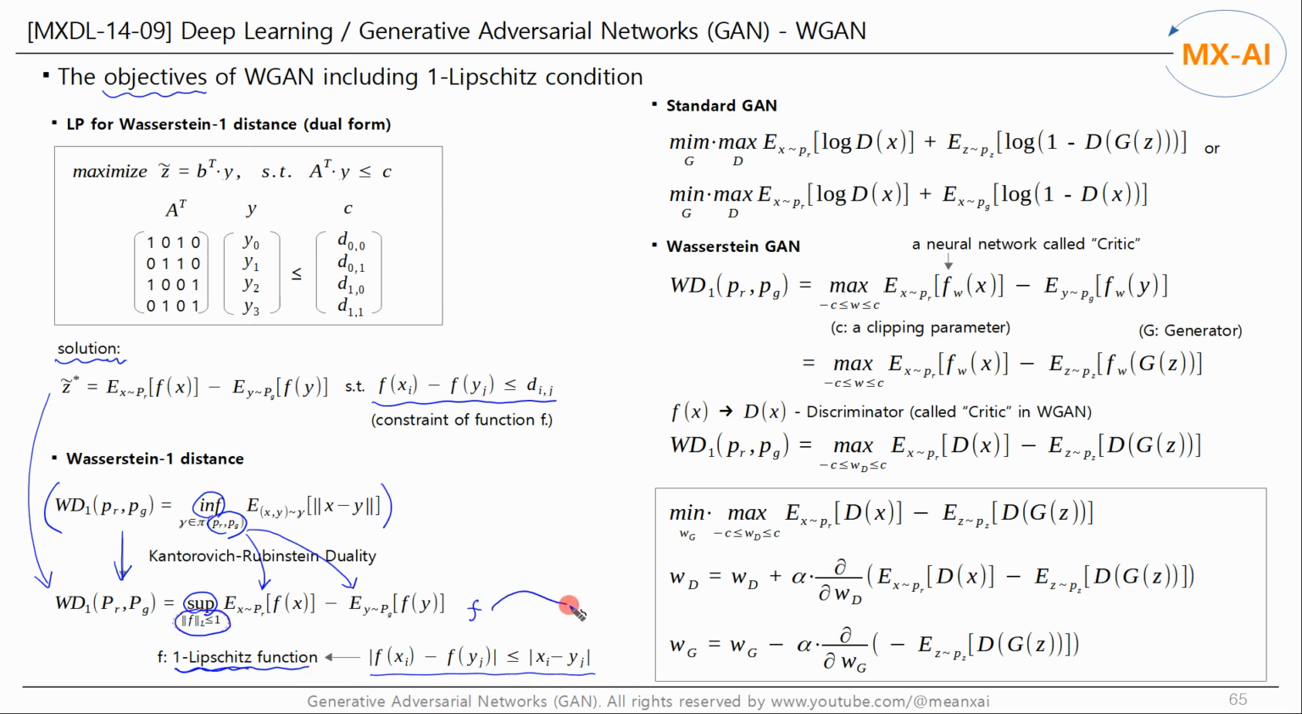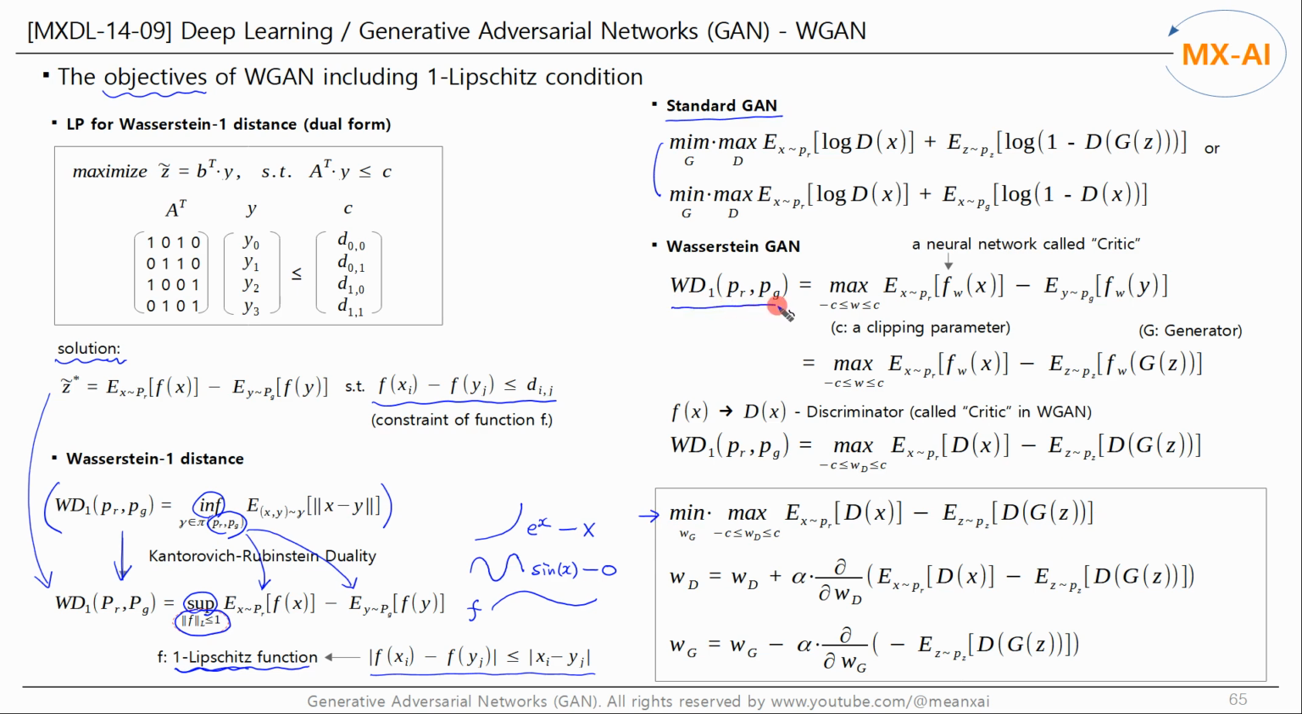That is, when a function f changes smoothly without changing too quickly like this, the function f is called a Lipschitz function. For example, the function sine x is a Lipschitz function, but the exponential function is not a Lipschitz function. Now let's use this to create the objective function of WGAN. The objective function of standard GANs is as follows. The objective function of WGAN can be expressed as follows.